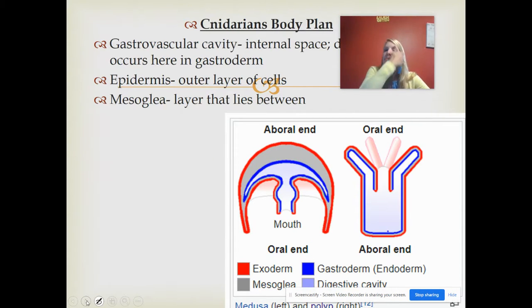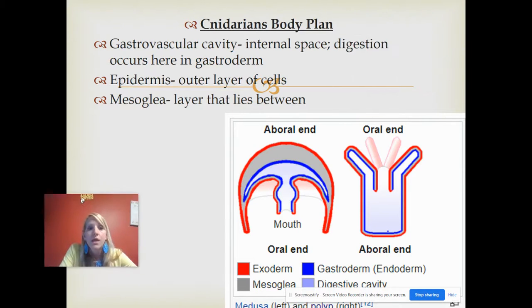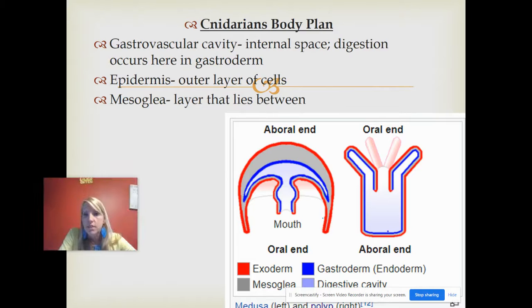Okay, so I kept saying gastrovascular cavity. You're probably like, what is that word? Right here, gastrovascular cavity. It is the internal space or hole into which food is digested. So this is your mouth. Food goes in here. Here's your gastrovascular cavity, the space here. Epidermis is the red outer layer of cells. Mesoglea is the space between the ectoderm and the endoderm.